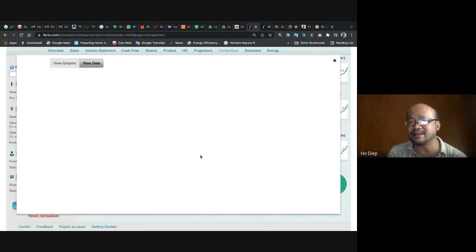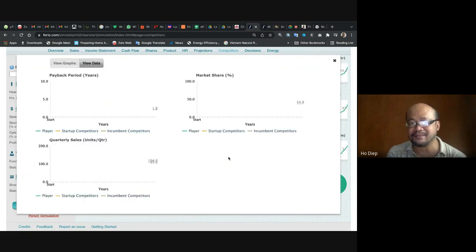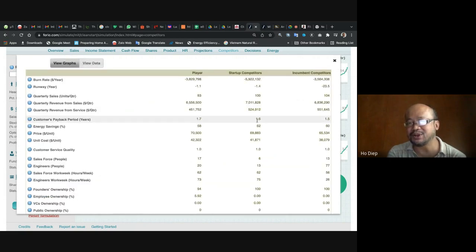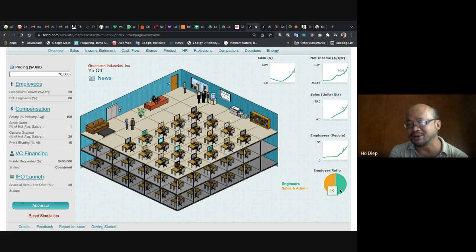Let's check on our competitors. How do they compare to us? Are we catching up with them? We are pretty much catching up with them. We're only 0.1 year apart to them. They managed to reduce their price down to 69,000. Let's reduce our price as well. Our technology is slowly catching up with them. Yeah, our payback years is only 0.1 year apart. So maybe keeping the same number of engineers is good. Yeah, so this is about right.